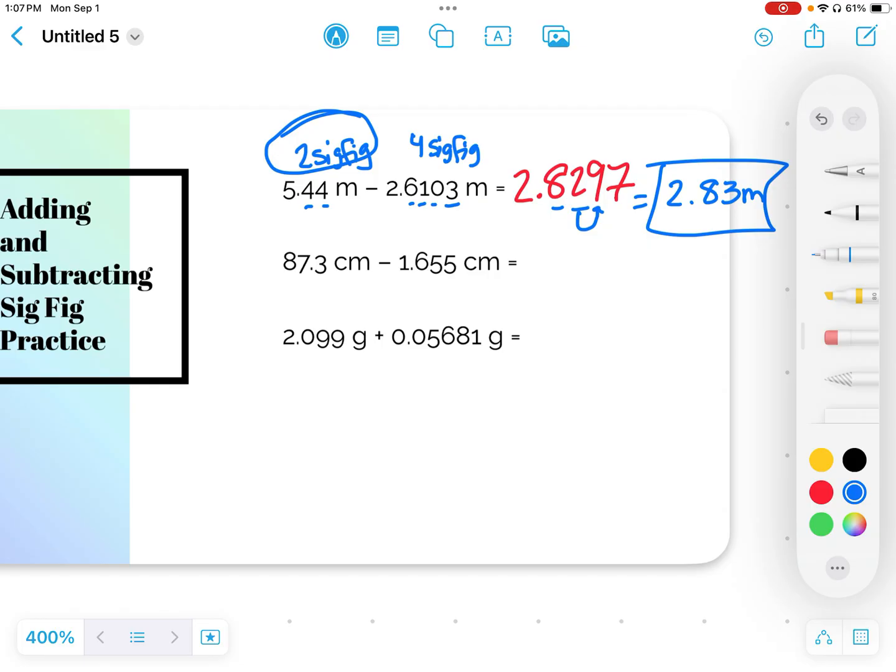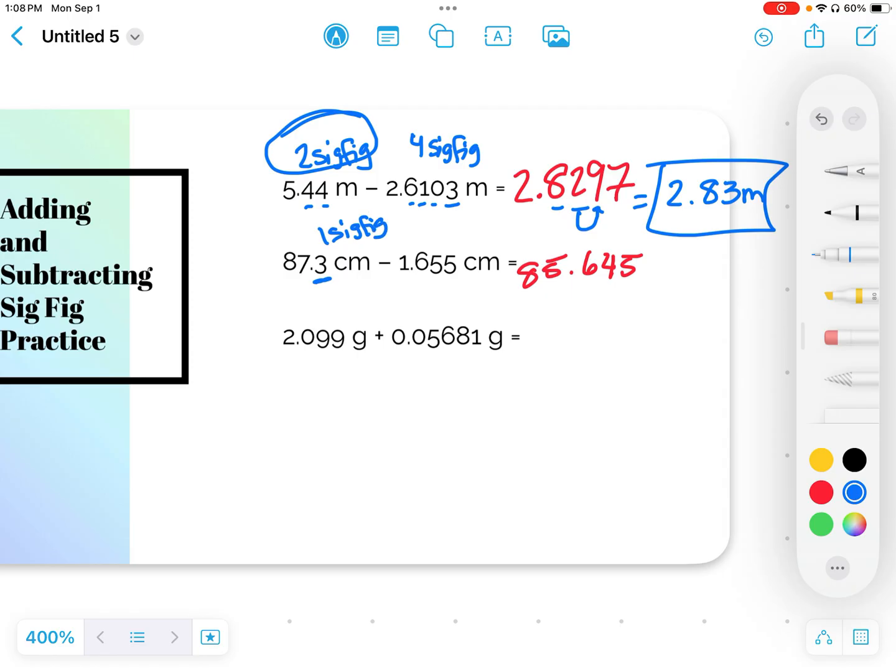Now looking at 87.3 centimeters minus 1.655 centimeters, when you subtract those two, you should get an answer of 85.645. Again, solve it like normal. Just plug it into your calculator, solve it. Now we worry about sig figs. I go back to my problem. I look at behind the decimal. Well, 87.3 just has the 1 sig fig, so there's 1 here.